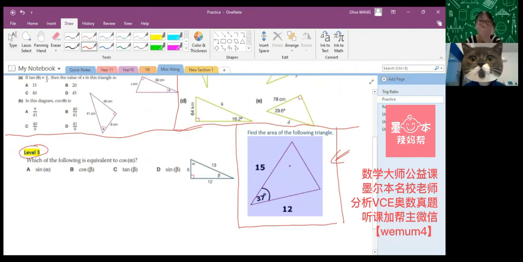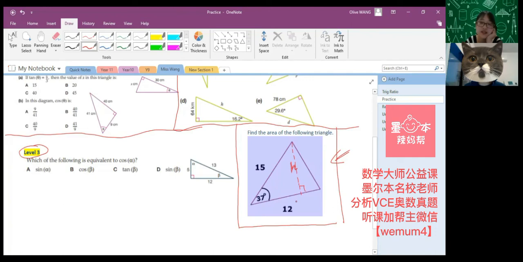The height is from the top point of the triangle to the bottom point. So this one to the bottom. Here is the height. I draw a right angle. This is the height, so I put an H here. So the triangle.